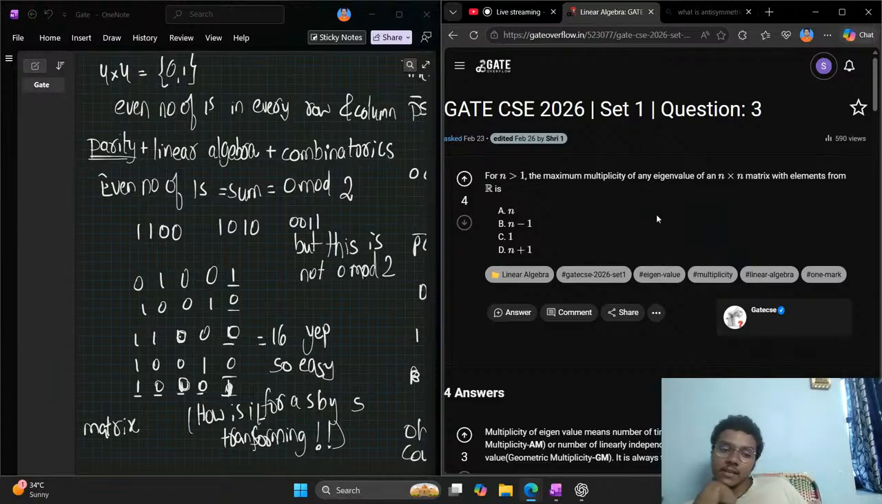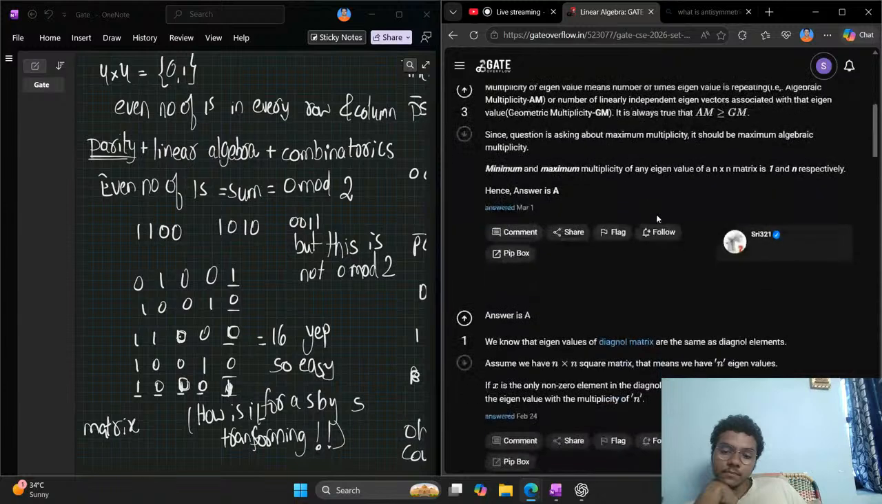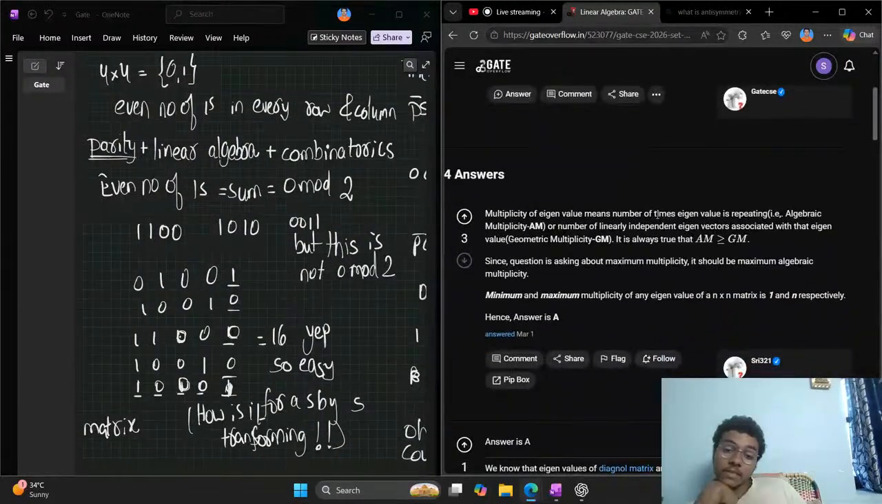For n greater than 1, the maximum multiplicity of any eigenvalue of an n-dimensional matrix with elements from R is... Multiplicity of an eigenvalue means the number of times the eigenvalue is repeating. Okay.